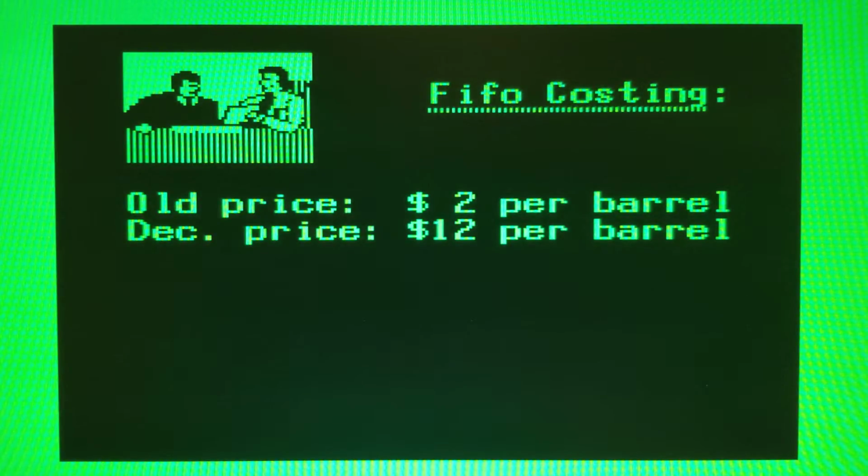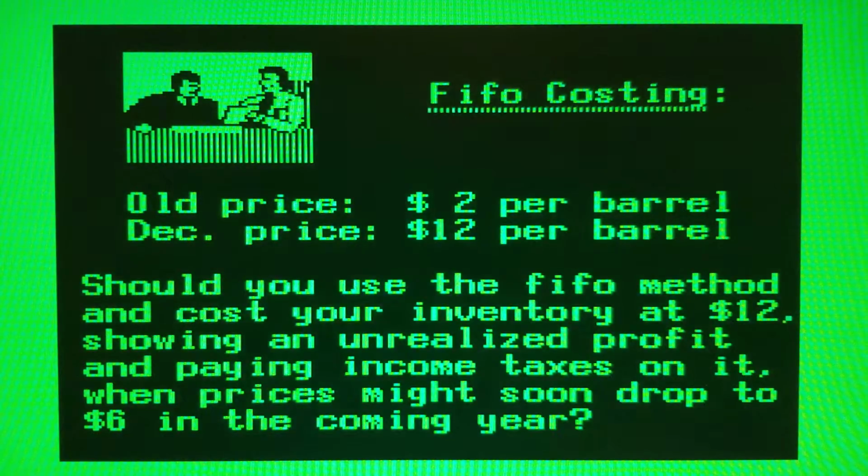But let's say you owned a small oil company, and you paid $2 per barrel for oil until December, during which you bought a little oil at $12 per barrel, a bargain when others were paying $14. But to refine, process, store, and ship it, you must keep a 180-day supply. Should you use the FIFO method and cost your inventory at $12, showing an unrealized profit and paying income taxes on it, when prices might soon drop to $6 in the coming year, say due to price controls?